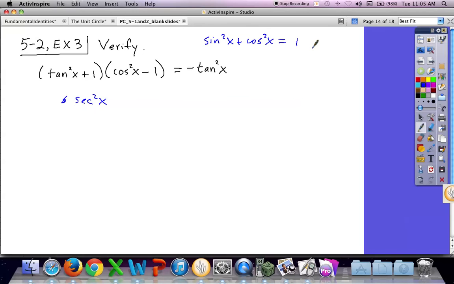It's actually negative sine squared. Right? So you don't want to just jump in and say sine squared. Because actually we know sine squared equals 1 minus cosine squared. Cosine squared minus 1 has to be negative sine squared.